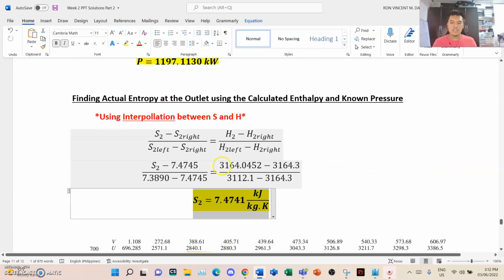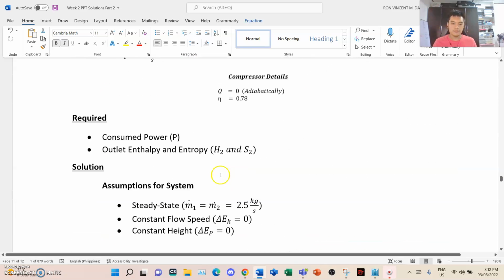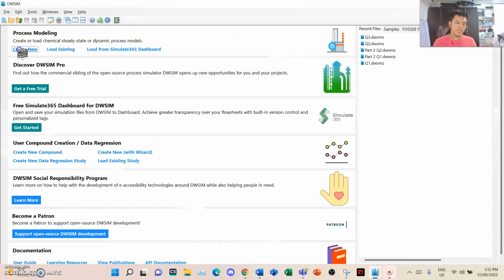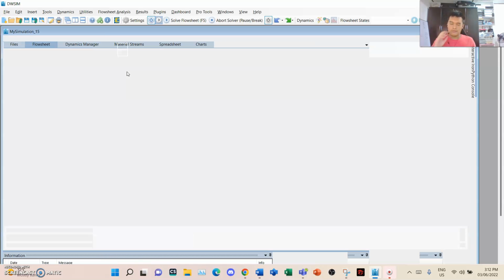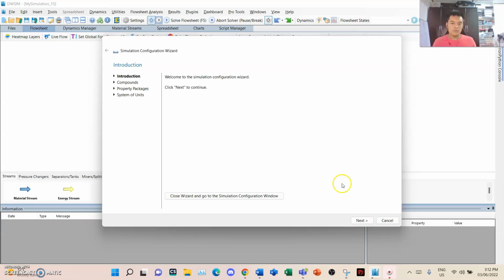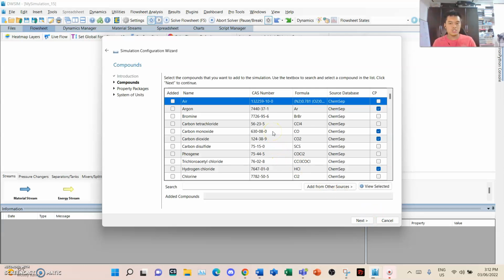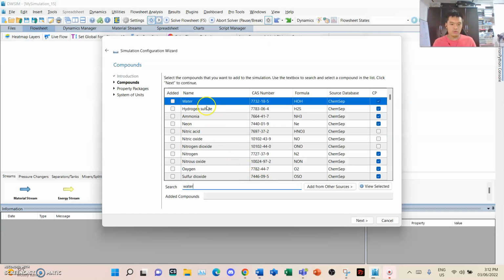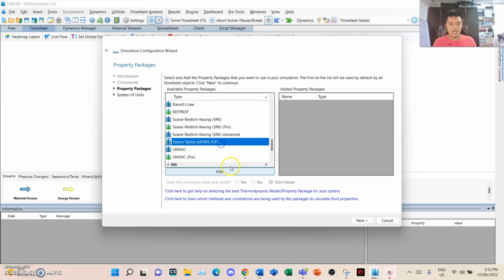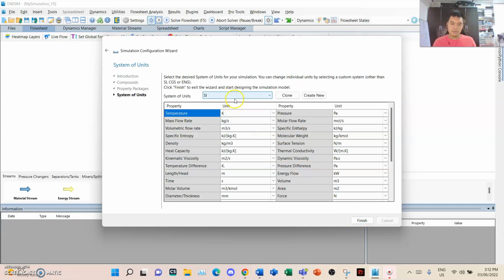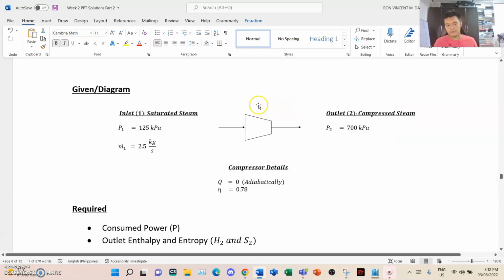Then let us solve this problem using DWSIM. So going to DWSIM, create a new process model, wait for it to load. Then we need to specify our conditions of the system. So we have steam, but it's just another word for water. Then only water is concerned, so we'll just put here next. Then we'll only use steam table since it's only water, as I said, and add them here. Next, the system of units. Let's define our system of units, customizable.